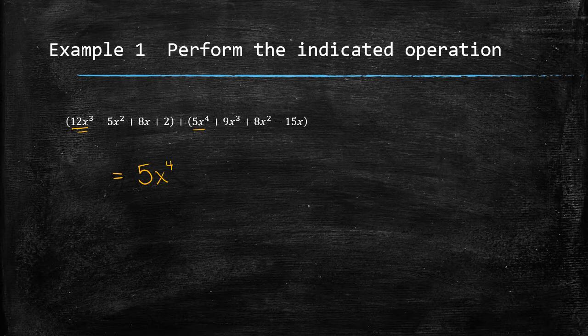Next, looking at x cubes, we will add these two together, 12x cubed plus 9x cubed, so we have 21x cubed. Next, moving on to x squared, negative 5x squared and 8x squared, so we have plus 3x squared. 8x minus 15x, so we have minus 7x, and then finally our constant, so plus 2 at the end.